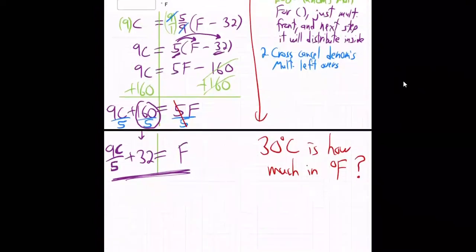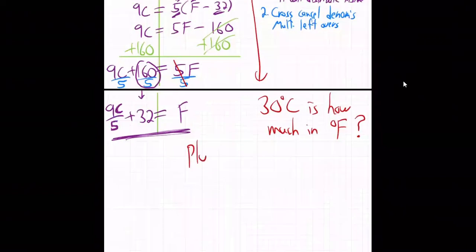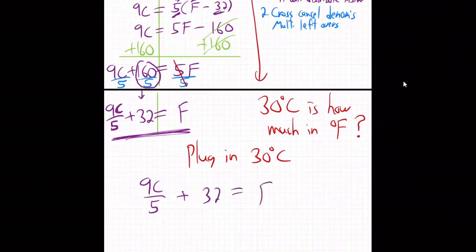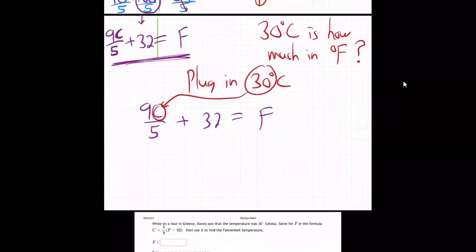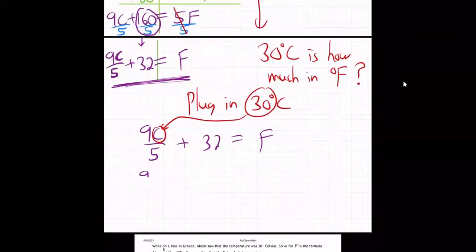Well, now that we took the formula and we solved it so that we have F alone, now we can use it to plug in. So now we just plug in 30 degrees Celsius. So I'm going to take this formula that we just worked hard to get, 9C over 5 plus 32 equals F. And I'll take that 30 for C, plug it in right there for C. Does that make sense? That's how the formula works. If you have a C, a Celsius, you can plug it in and it'll tell you what the Fahrenheit is. So let's see it happen.